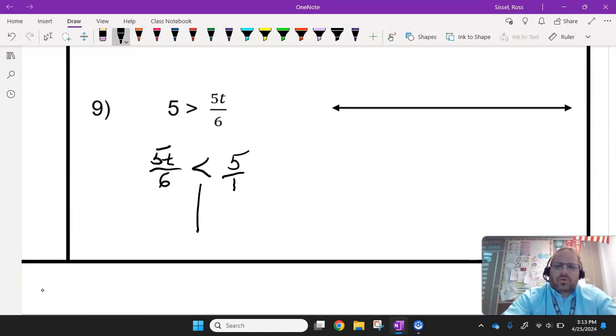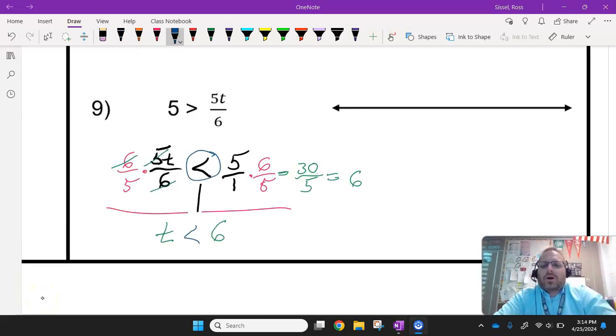Alright, let's see your work. What would you do for t? Here's my work. Alright, so we were multiplying by 5/6, so to undo it, we multiply by 6/5. Did that on both sides of the inequality, and we'd be left with t is less than, and 5 over 1 times 6 over 5 would give me 30 over 5. 30 over 5 means 30 divided by 5, and that equals 6.